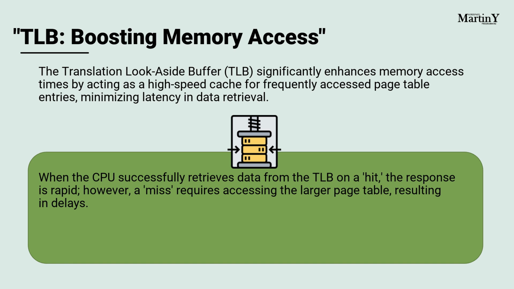A key innovation designed to alleviate delays during memory access is the Translation Look-Aside Buffer, or TLB. The TLB acts as a high-speed cache, storing a small number of page table entries for rapid access. When the CPU files a request for memory access, it checks the TLB first for a quick response. If it finds the required entry, a TLB hit, the translation is brisk. However, if the entry is not found, a TLB miss, the system must traverse the page table in memory, incurring a performance penalty.